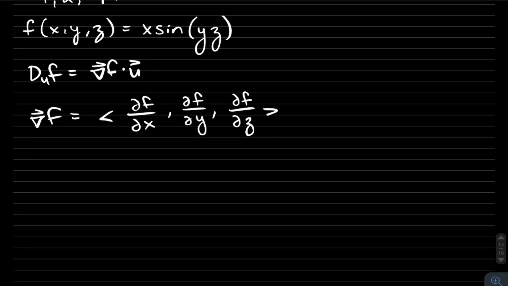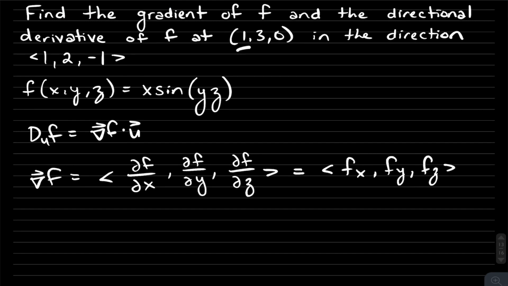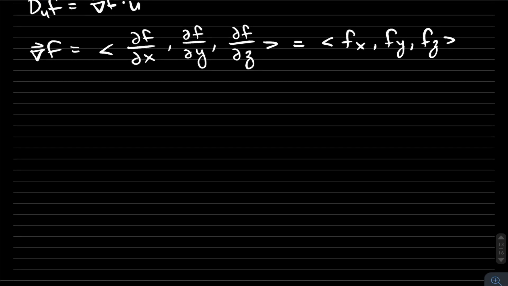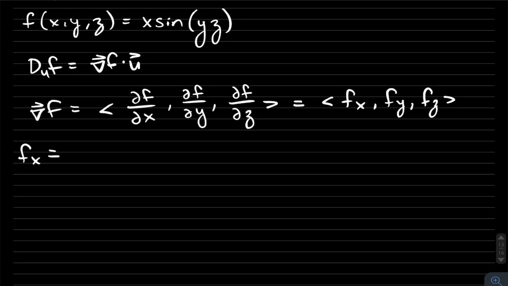We can rewrite this, instead of writing it in the curly d form, we can just use f sub x, f sub y, and f sub z. The reason why I like to do that is because it looks a little nicer when you want to actually show that you're plugging in a point. Anyways, f sub x is going to be, well, the x goes away and you're just left with sine of yz.